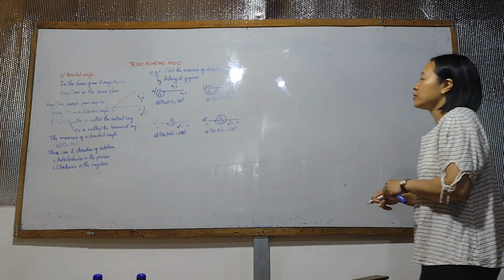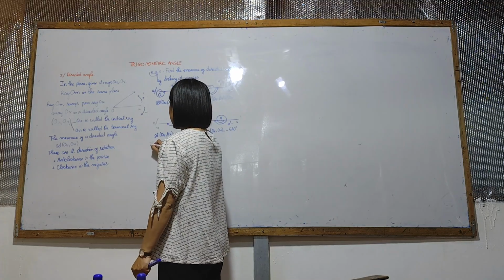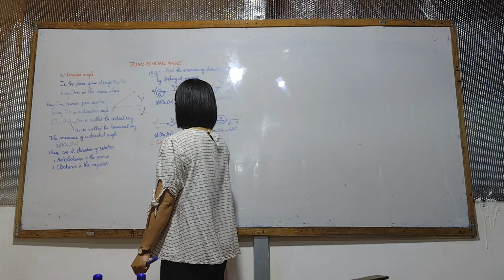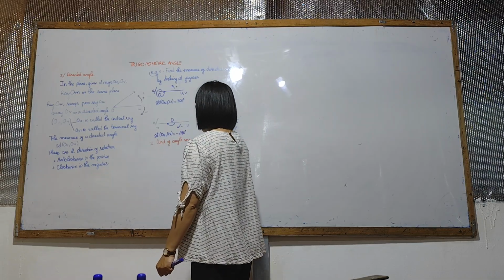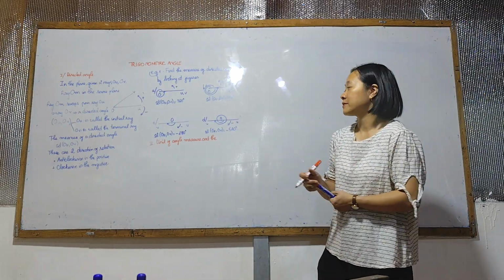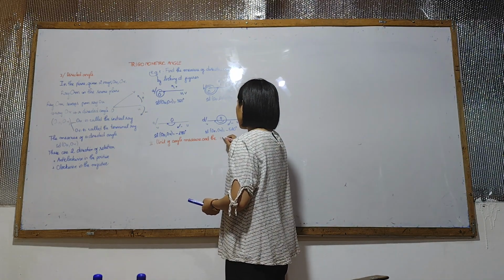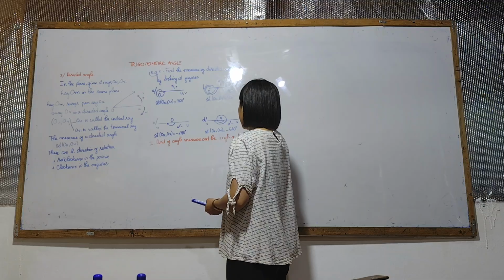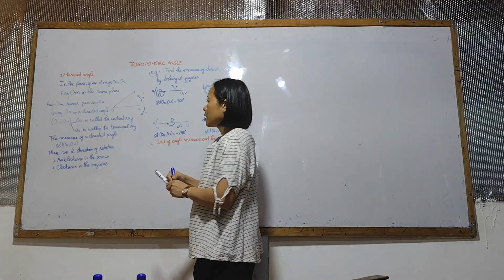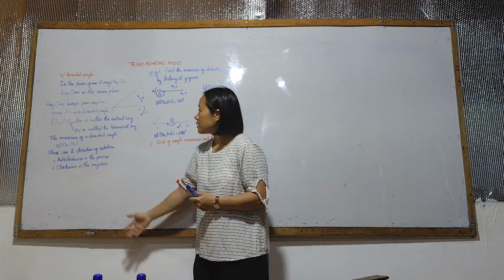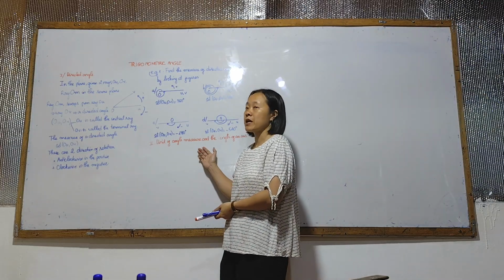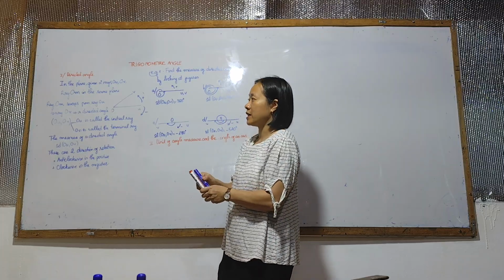Unit of angle measure and the length of an arc on a circle. Besides degrees, we often use another unit of angle measure, the radian. So, what is radian?